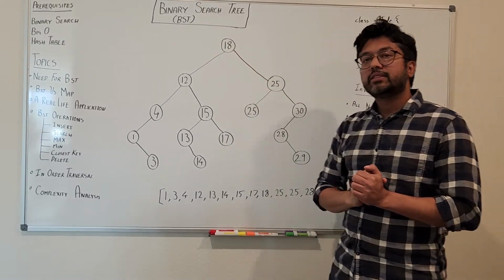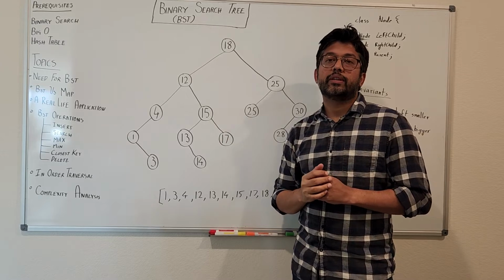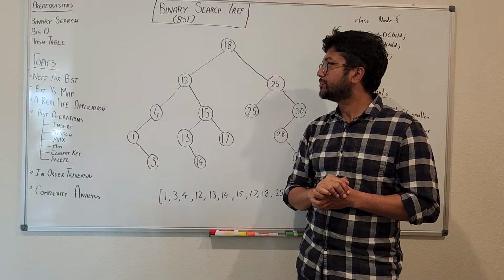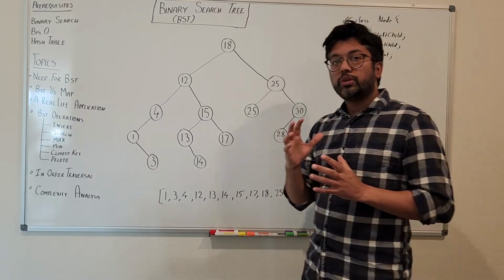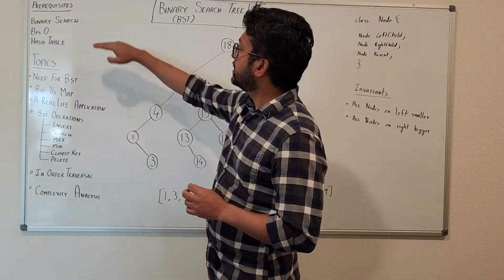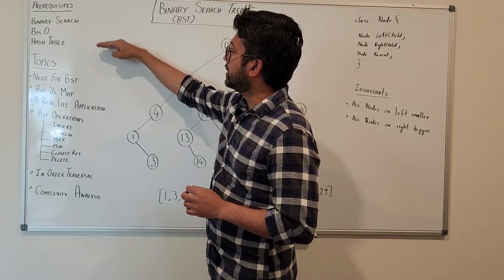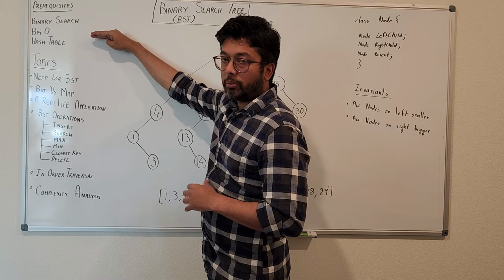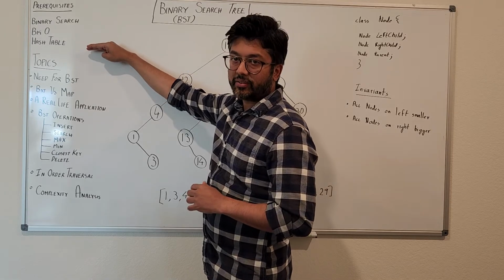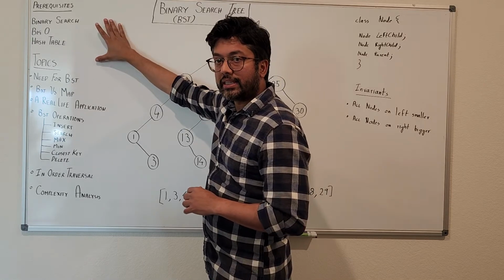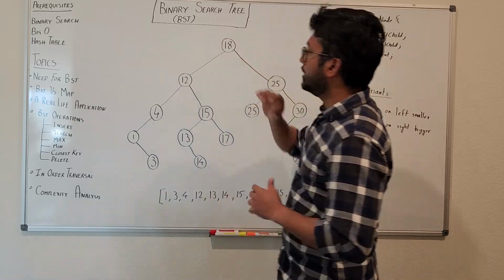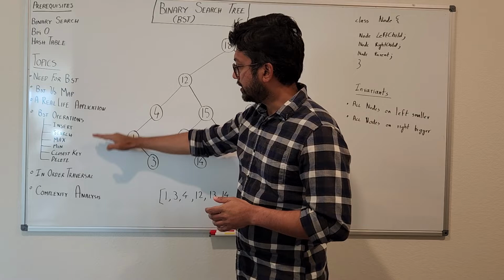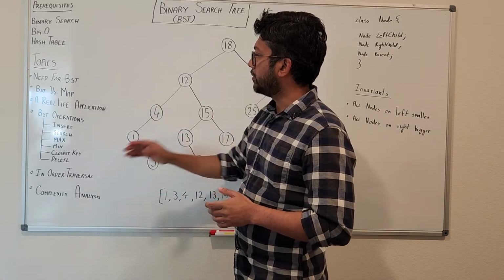Binary search tree was originally invented in 1960 for storing labeled data on a magnetic disk. Before you learn binary search tree, these are a few topics you need to understand: binary search on a sorted array, big O complexity, and basics of a hash table. Once you understand these three, you are ready to learn binary search tree. Today we'll be learning in this order. These are the topics we'll be covering.